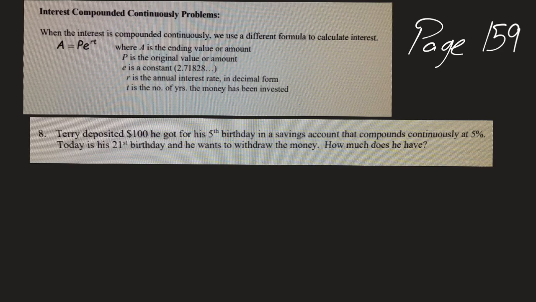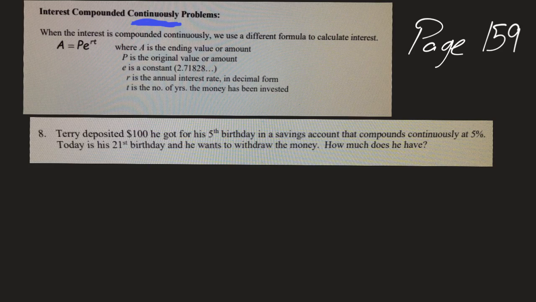If you flip ahead to page 159 and look near the bottom, you're going to see a discussion on one other kind of compound interest. This deals specifically with the situation where interest is compounded continuously. That's the magic word. You never use this formula unless you see the word continuous. This formula reads: A equals P times E to the RT power.